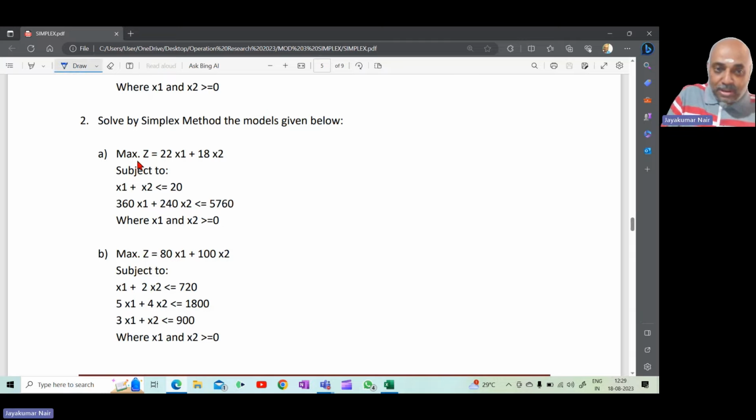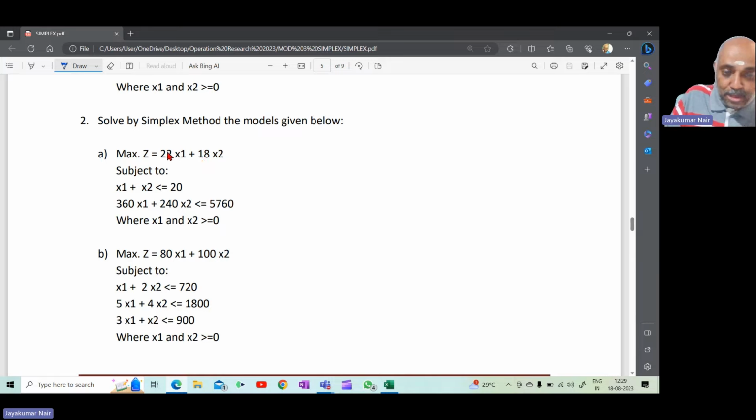So what have they given? Max Z is equal to 22x1 plus 18x2, subject to x1 plus x2 less than or equal to 20, 360x1 plus 240x2 less than or equal to 5760, where x1 and x2 greater than or equal to 0.